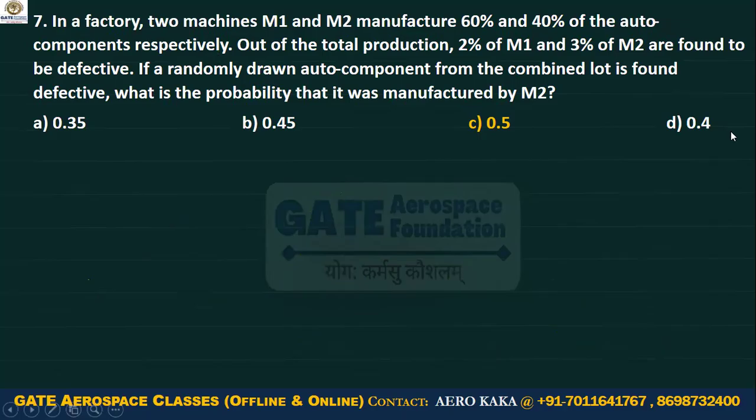Okay, now this is a big one. In a factory, two machines, M1 and M2, manufacture 60% and 40% of auto components, respectively. Out of the total production, 2% of M1 and 3% of M2 are found to be defective. If a randomly drawn auto component from a combined lot is found defective, what is the probability that it was manufactured by M2? Right. So this is a question of conditional probability. The concept which is going to be followed over here is conditional probability.